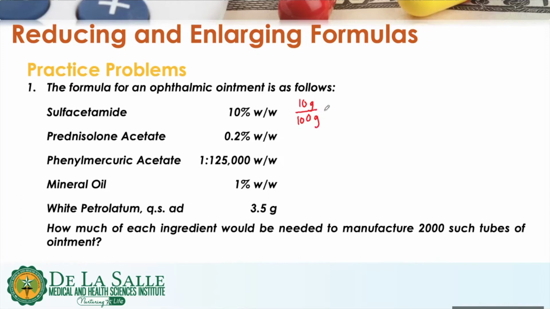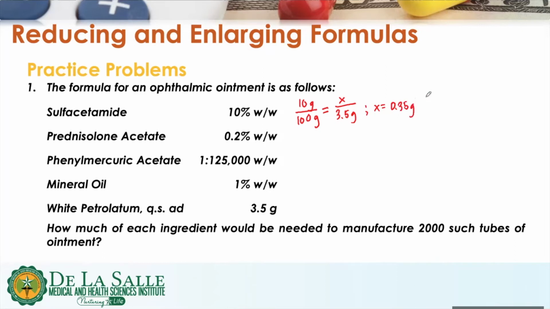Because the amount of the ointment is 3.5 grams, we can perform a ratio and proportion to determine the amount of the drug sulfacetamide in one ophthalmic ointment, which weighs 3.5 grams. The amount of the drug is 0.35 gram.